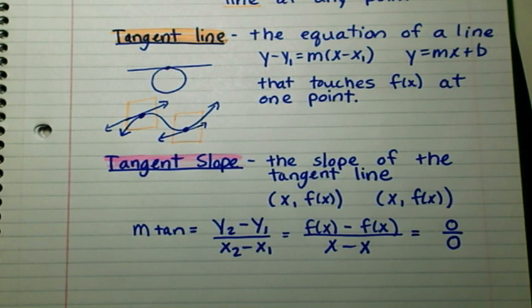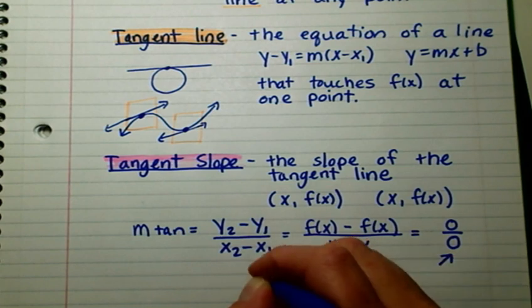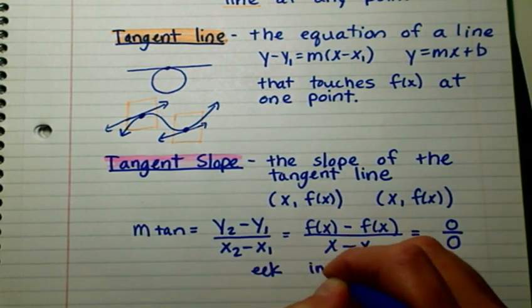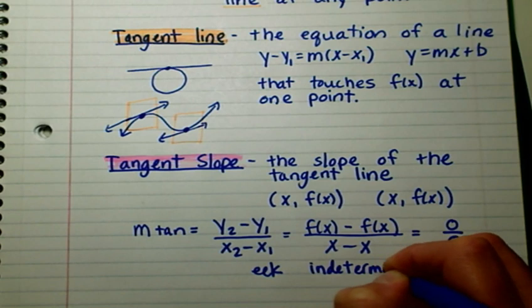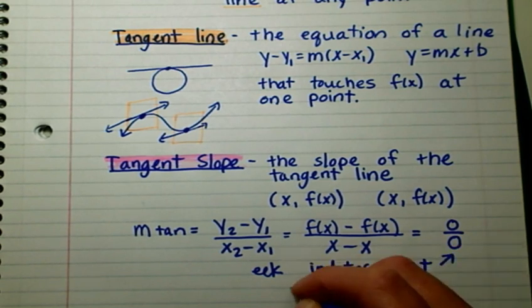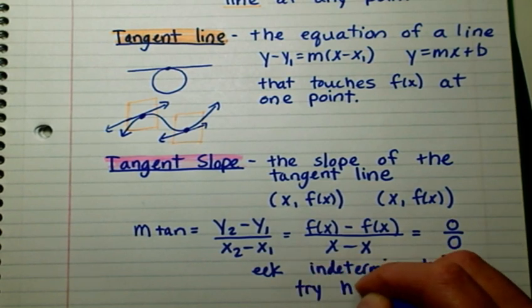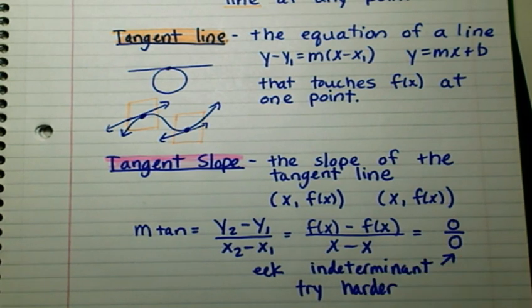Doesn't seem right. Doesn't work. I get 0 over 0. That's an indeterminate form. It means you don't actually know what it is. It's not undefined. It's not 0. It's not 1. It's I don't know yet. Okay, so indeterminate. Indeterminate means we have to try harder. Because it didn't work.